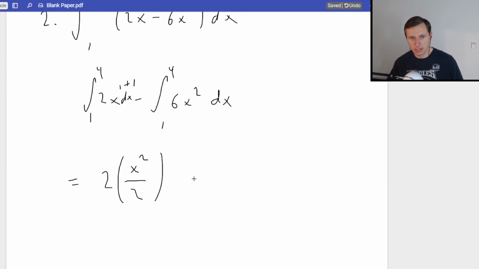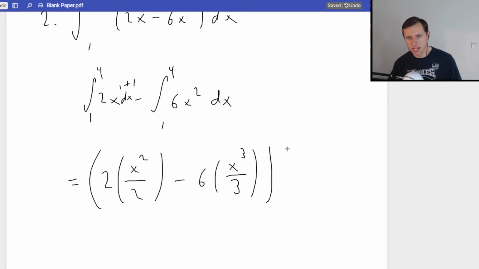That's the left term. And then for the right term, minus 6 times the integral of x squared. That would be x to the 2 plus 1, which is 3, divided by 3. There we go. And then again, no plus C. Instead, I'm going to put this all in parentheses for notation purposes, and then a long vertical bar from 4 to 1. I now need to plug in 4 and then subtract when I plug in 1.